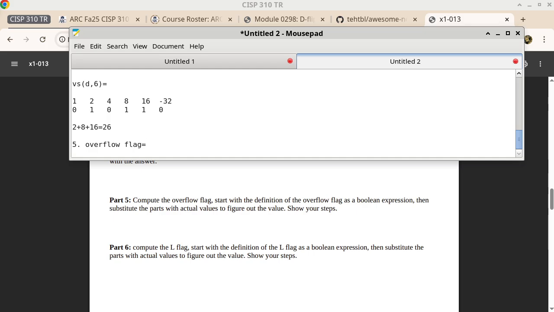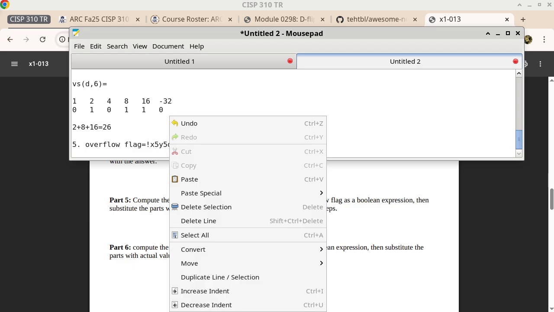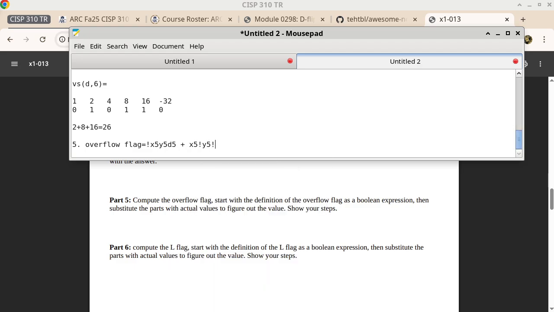The overflow flag has to do with the most significant bits, so we'll take a look at that. It is the negation of x5 in this case, because x5 is the most significant bit of x, and then it is ANDed with y5, and that is also ANDed with d5. And then we have an OR of x5 and the negation of y5 and the negation of, oops, sorry about that, d5.